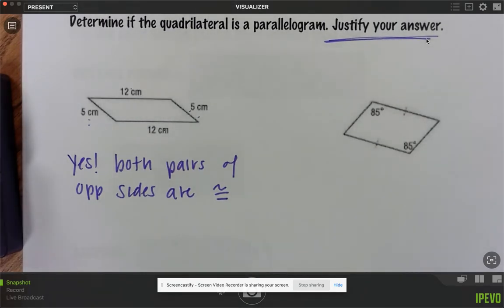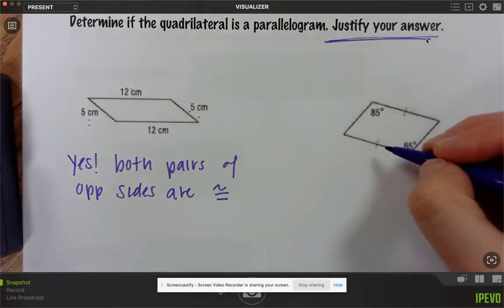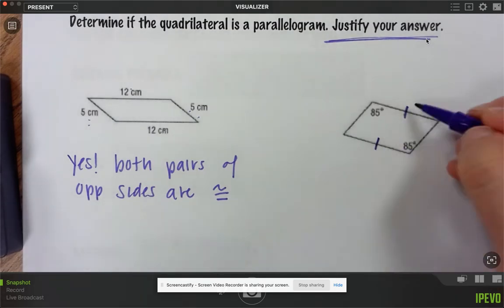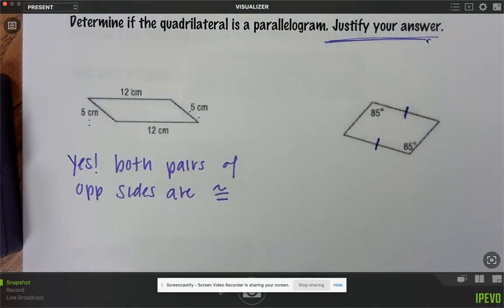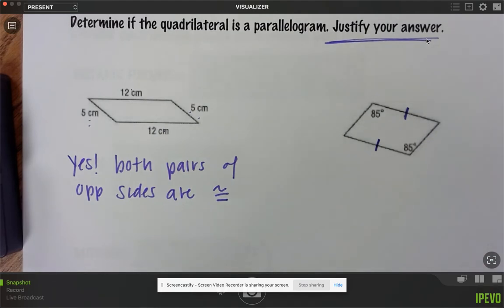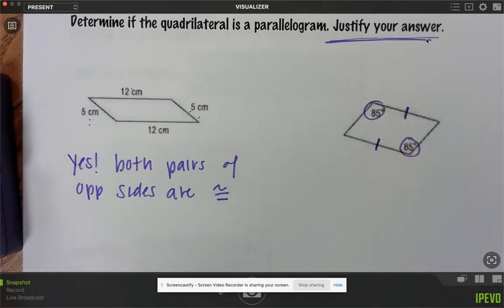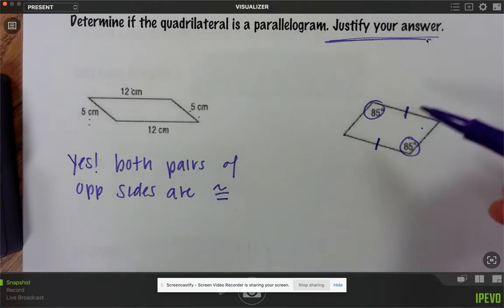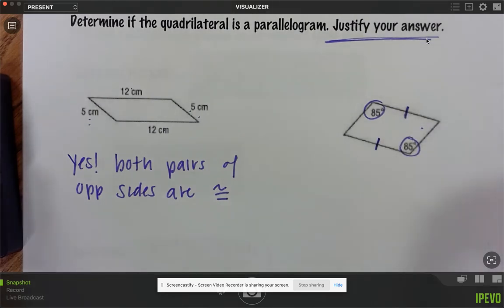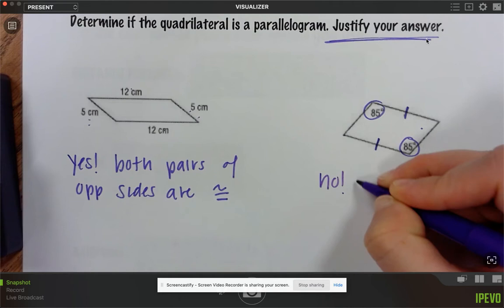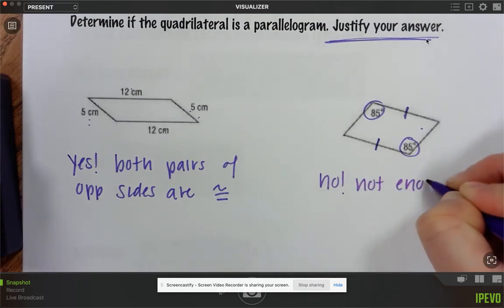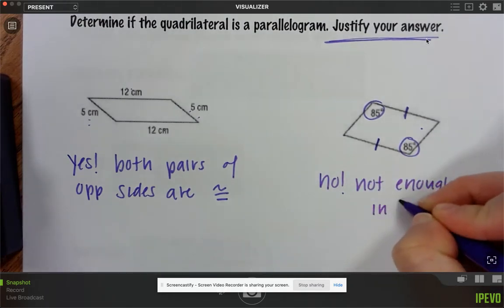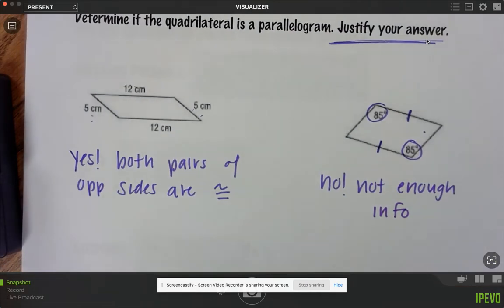Okay, let's look at our next example here. It's a really bad picture, but this is actually a tick mark and a tick mark. So I have one pair of sides that are congruent, but not both that we know of. And I have one pair of opposite angles that are congruent, but not both. So do you guys see how there's just not enough info? It definitely could be a parallelogram, but just based on what we are given, we don't know. So we're going to say, nope, not enough info. Definitely could be, but based on what we're given, we can't say for certain.